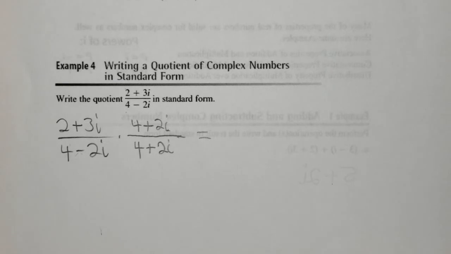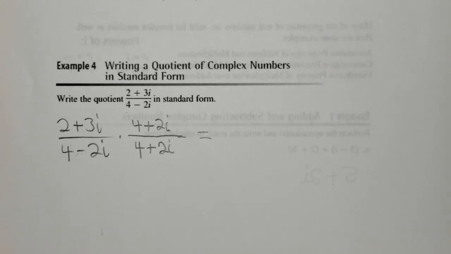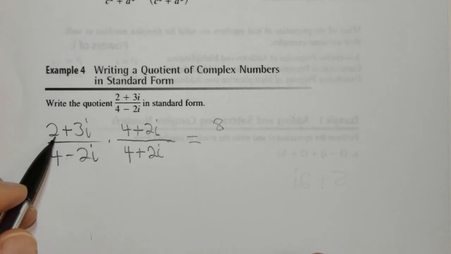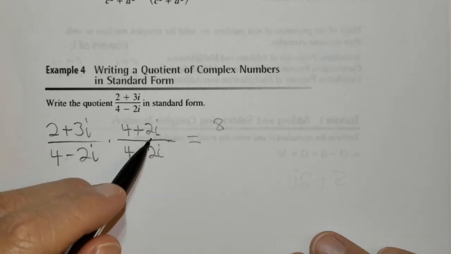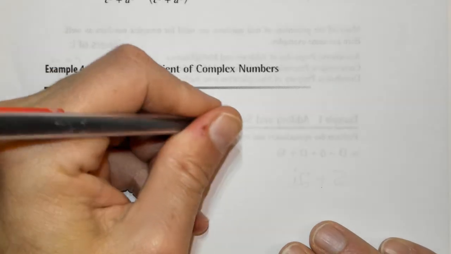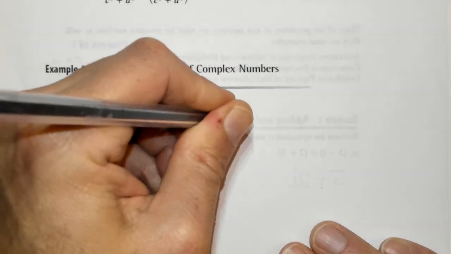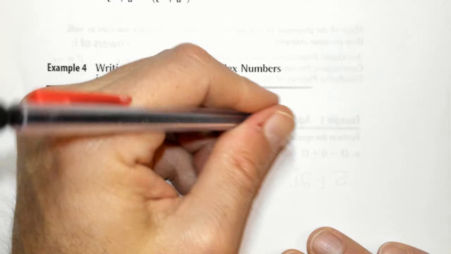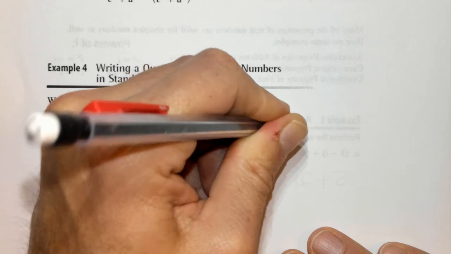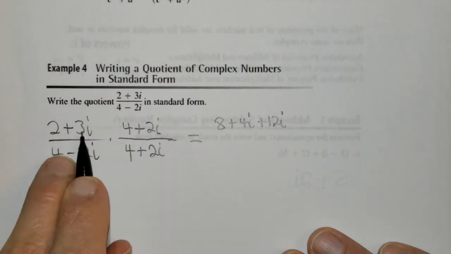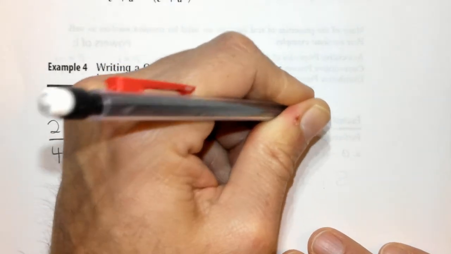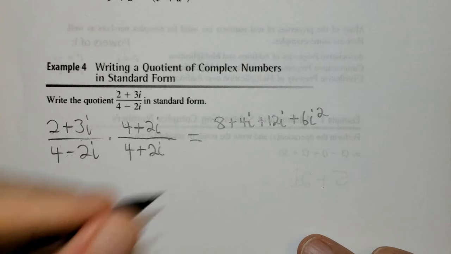Okay, so from here now, when we're taking a look at this, we can multiply the top together. So 4 times 2, we have 8. And we've got now 2 times 2i. And so 2 times 2i would be plus 4i. Now I can slide over with this. So that'd be plus 12i. And now I can go 3i times 2i, which will be plus 6i squared. And that's the top.